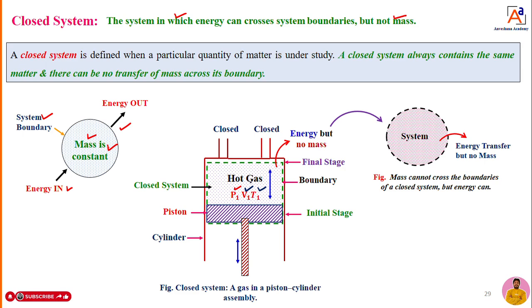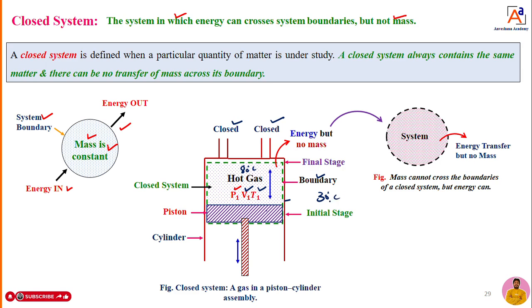This hot gas is surrounded by a layer or envelope or enclosure. That enclosure we call the system boundary. This is the cylinder and this is the piston. You can see both the inlet valve and outlet valve are closed, and inside the cylinder hot gas is there. Assume that the hot gas temperature is 80 degrees Celsius and the surrounding temperature is 30 degrees Celsius.